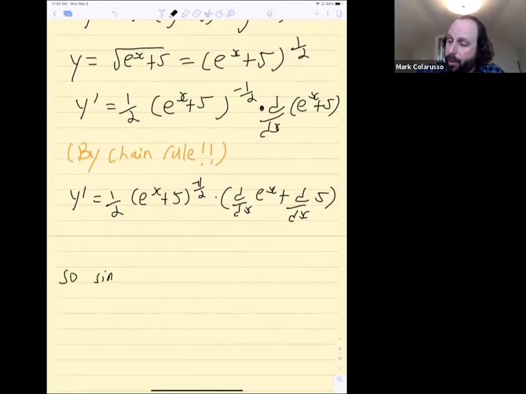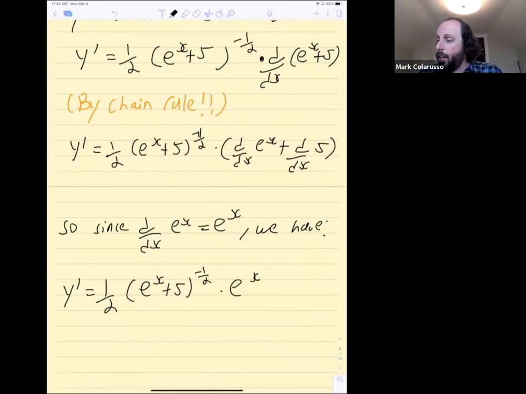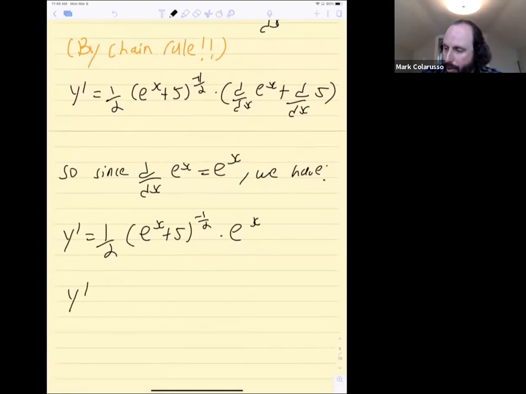So since the derivative of e to the x is e to the x, we have that the derivative of y is 1/2 e to the x plus 5 to the minus 1/2 times e to the x. And I guess if we wanted to be fancy, we could put the negative exponent in the denominator. Again, this is not 100% necessary, but this is e to the x in the numerator, and then 2 times the square root of e to the x plus 5 in the denominator.